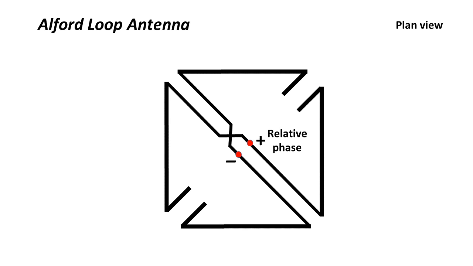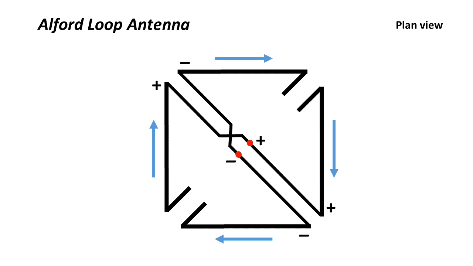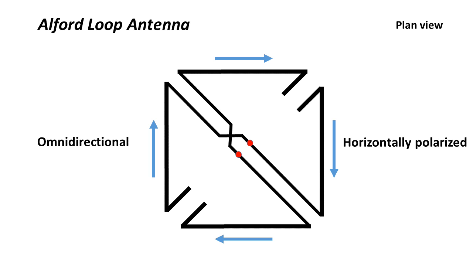If we now feed RF to the feed point with relative instantaneous phase as shown, it appears like this at the ends of the elements due to the transposition of the feeders. Now if we show the current direction, you can see that the currents in the four elements flow in the same direction, and so a distant receiver gets an in-phase signal no matter what direction horizontally they are from the antenna. This is what gives the antennas good omnidirectional characteristic.